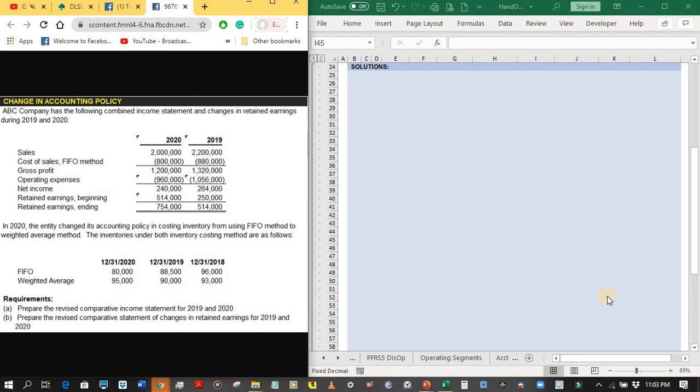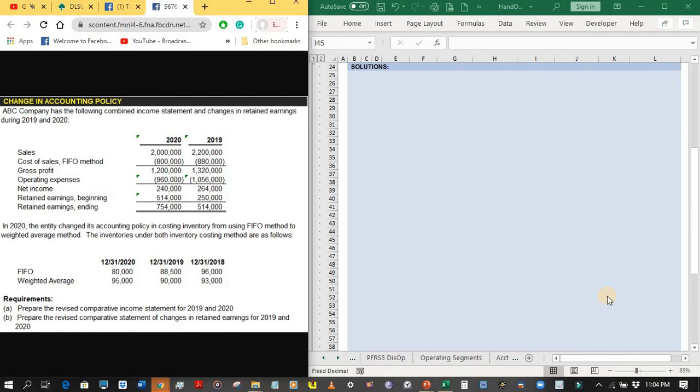So let us answer a problem for change in accounting policy. So let us read the problem. ABC company has the following combined income statement and changes in retained earnings during 2019 and 2020. So in 2020, the entity changed its accounting policy in costing inventory from using Fifo method to weighted average method. The inventories under both inventory costing method are as follows.